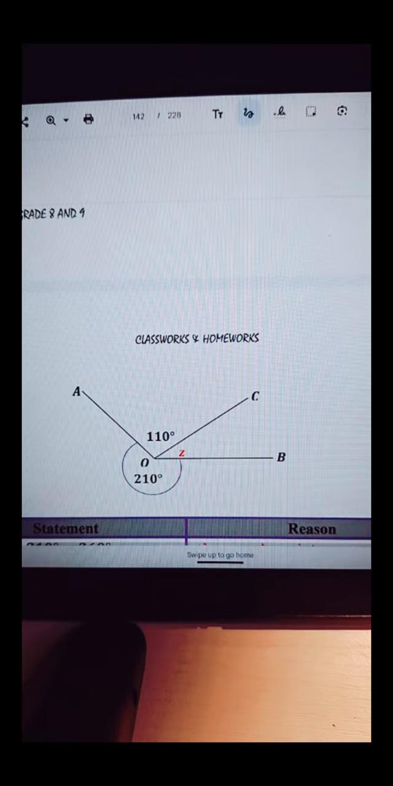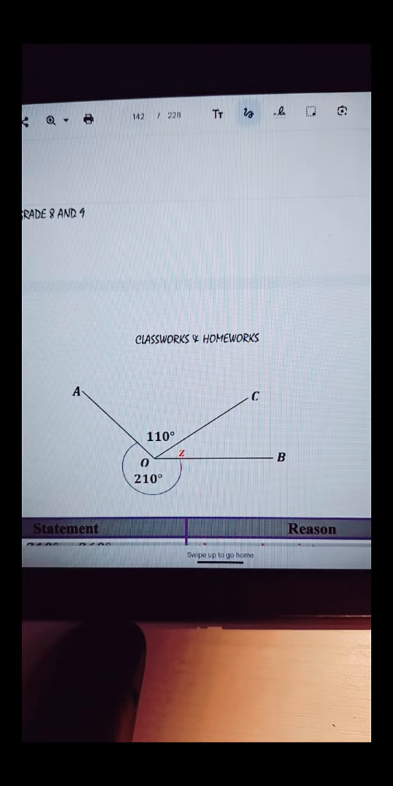But you need to do the statement, reason, calculation, answer. Statement, reason, calculation, answer. Very important.